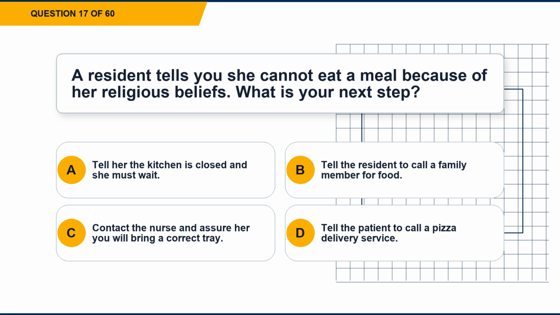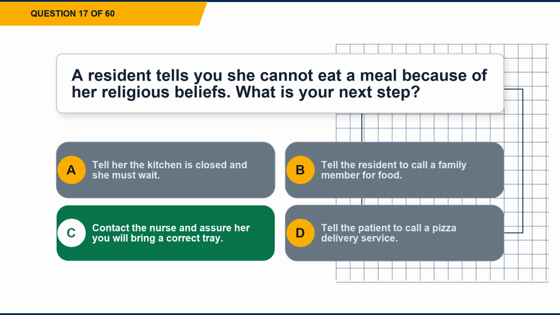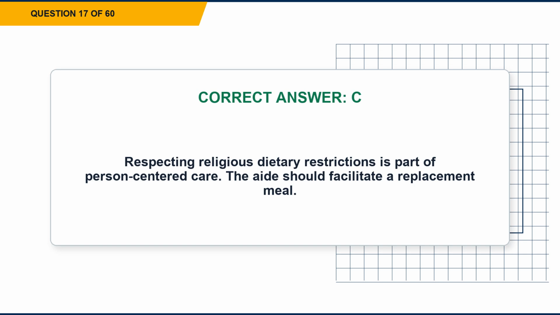The correct answer is option C, contact the nurse and assure her you will bring a correct tray. Explanation. Respecting religious dietary restrictions is part of person-centered care. The aide should facilitate a replacement meal.